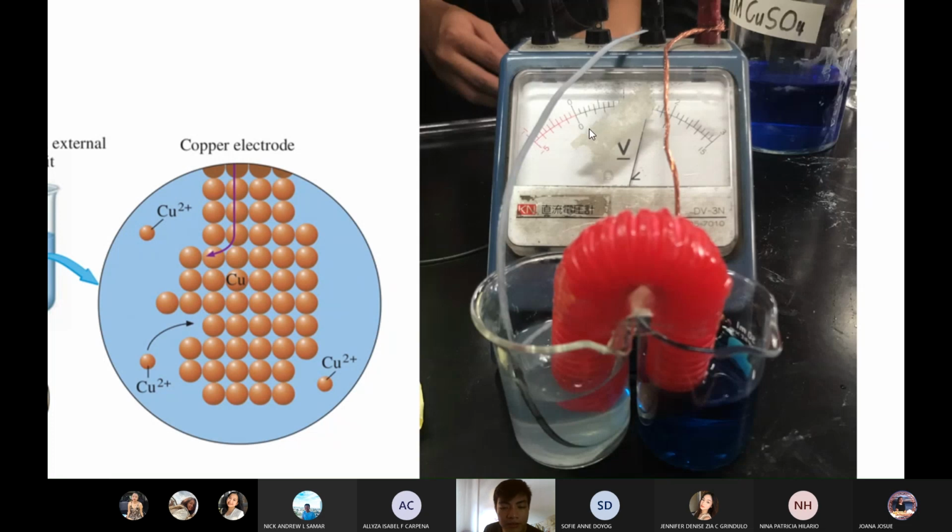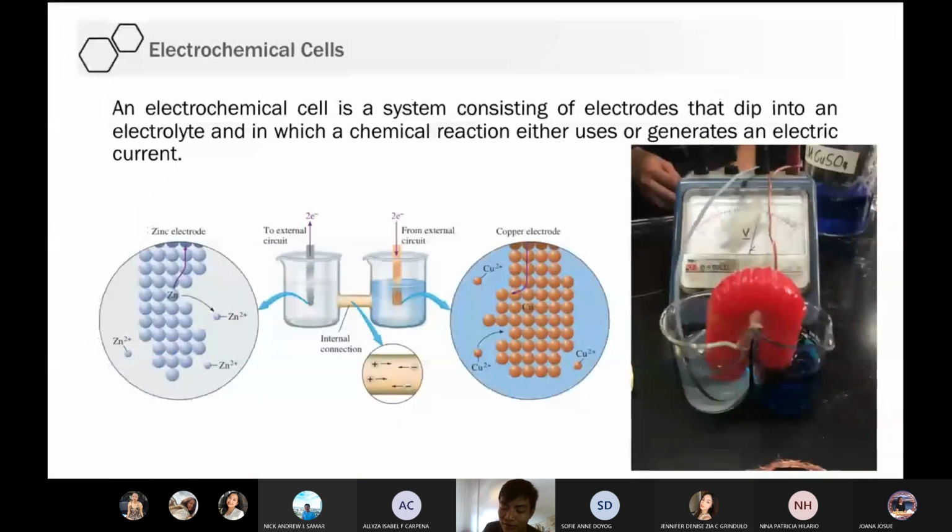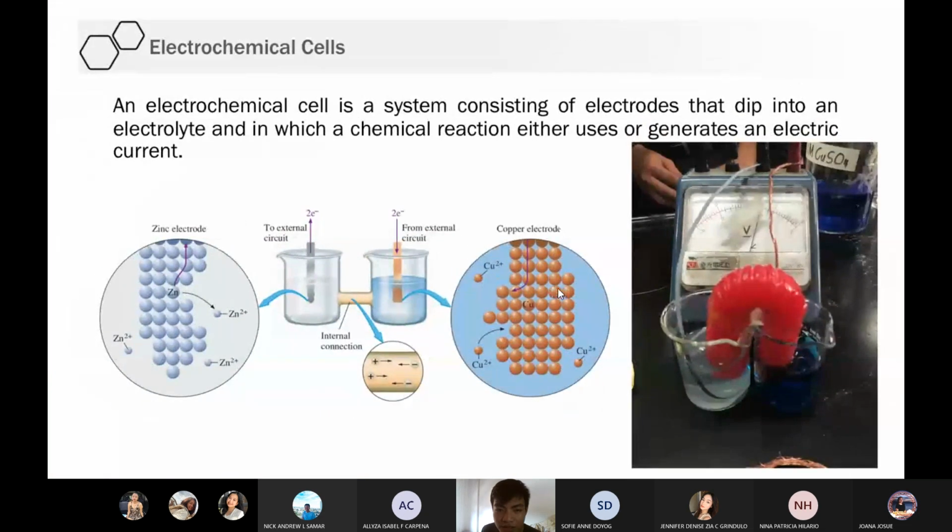Ibig sabihin, hindi joke time tong ginagawa natin. Totoo to. Ginawa namin to sa lab na amazed din sila sa amin na wow, kasi you can see chemistry in action. Okay? So, electrochemical cell, ganyan yung setup niya, but it either generates or uses electricity. Pwede siya mag-generate ng electricity, pwede ring siya yung mag-consume.